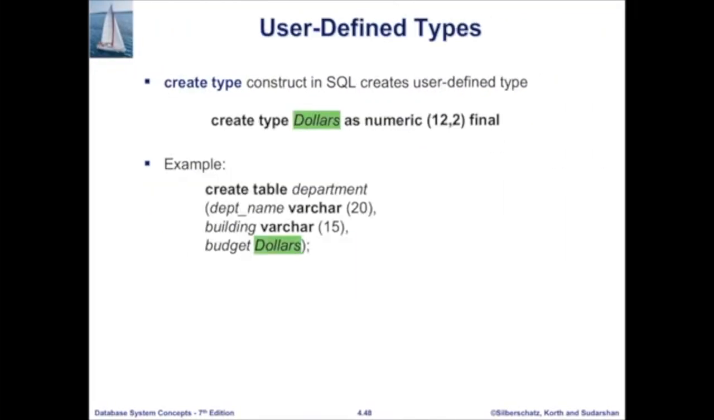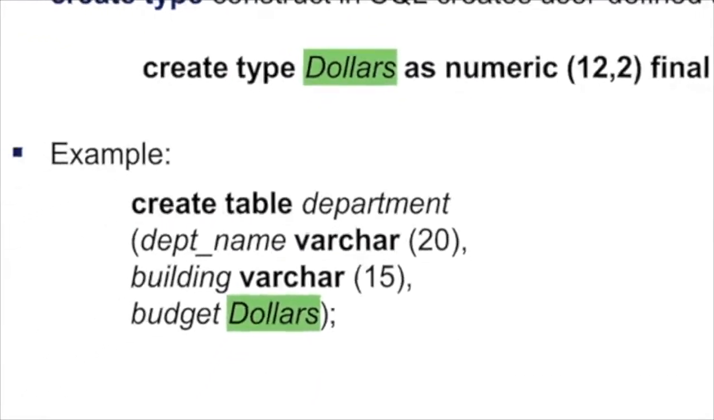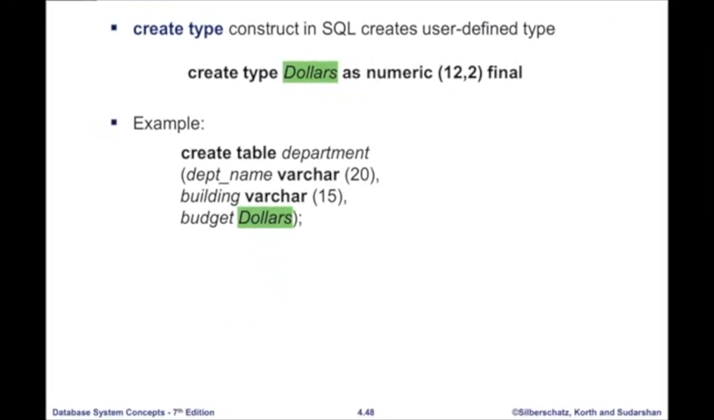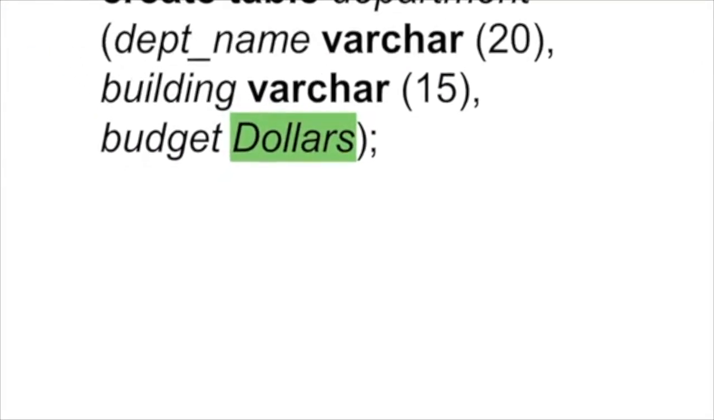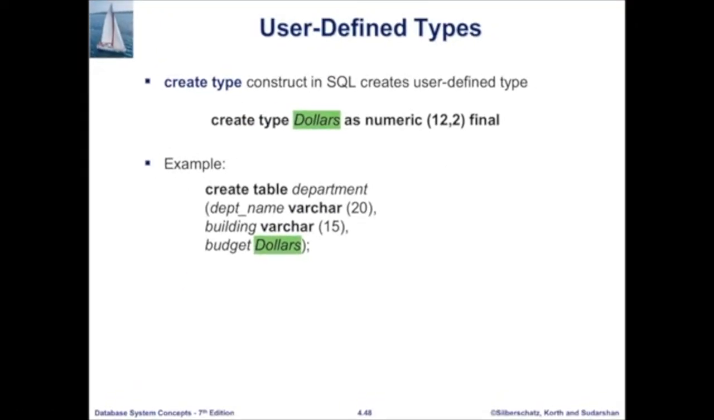We can use it, for example, SQL statement create type dollars as a data type with certain specifications, and then using the type name, we can just call it in replacement of the data type. So budget now is described as dollars, and the dollars is equivalent to numeric 12 to final.